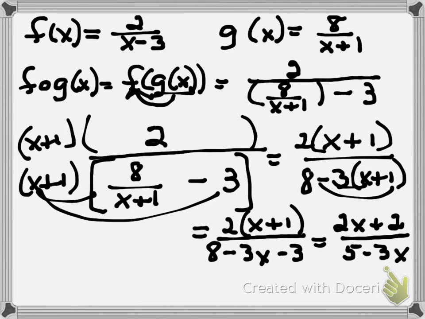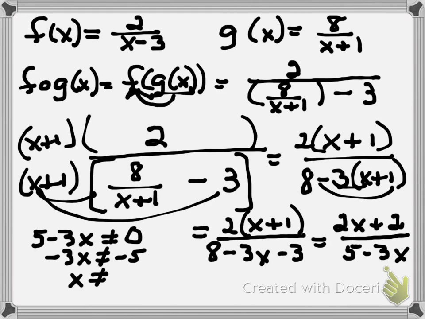Now I also want to take a look at a restriction on the denominator. 5 minus 3x cannot be equal to 0. So negative 3x cannot be equal to negative 5. X cannot equal 5/3.